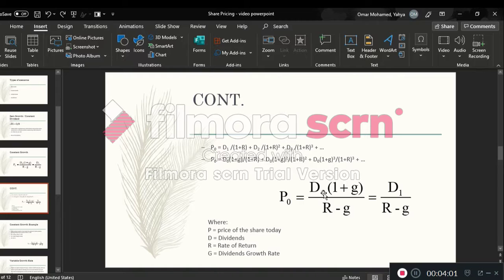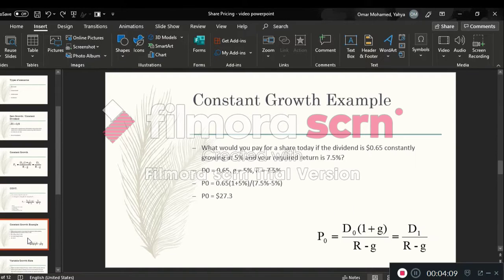And because the dividends that was just paid times 1 plus the growth rate equals D1, we can shorten the formula by using D1 over R minus G. So let's see an example about the scenario. What would you pay for a share today if the dividend is 0.65, constantly growing at 5%, and your required return is 7.5%? So we have D0, we have the G, and we have the R here.